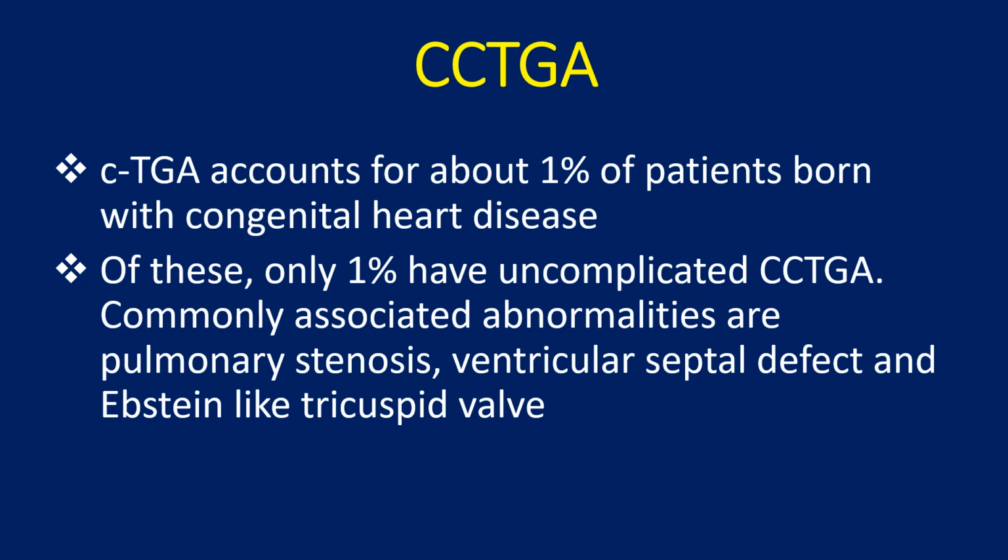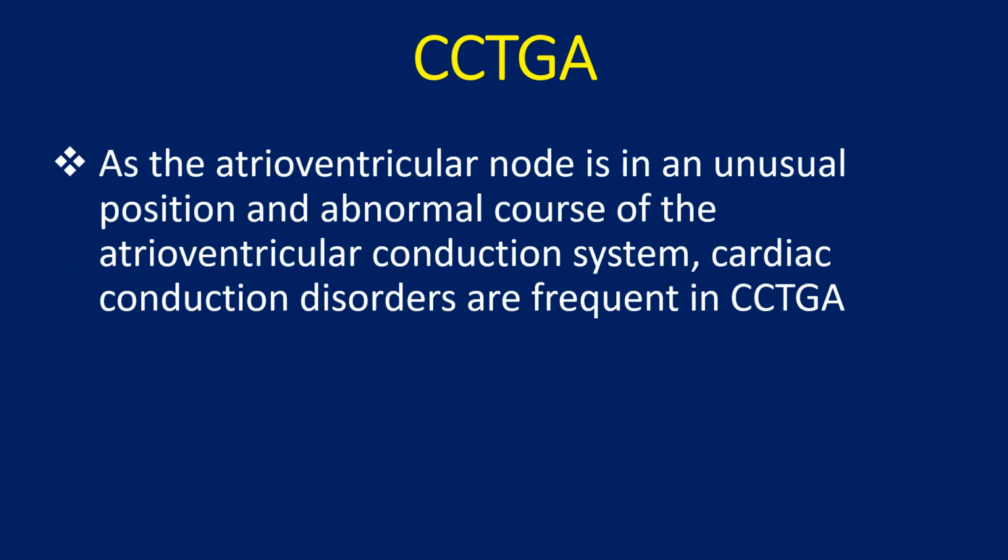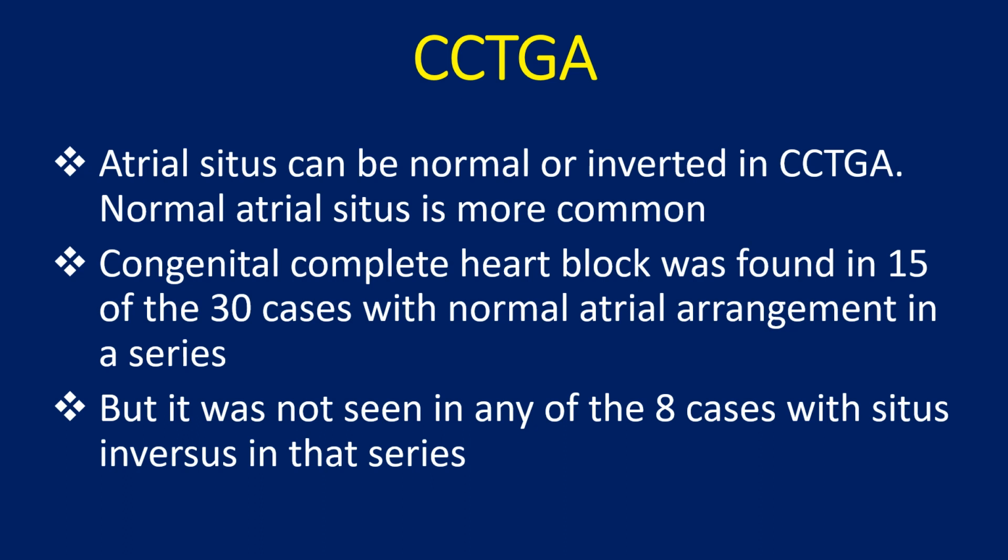CCTGA accounts for about 1% of patients born with congenital heart disease. Of these, only 1% have uncomplicated CCTGA. Commonly associated abnormalities are pulmonary stenosis, ventricular septal defect, and Epstein-like tricuspid valve. As the atrioventricular node is in an unusual position and there is an abnormal course of the conduction system, cardiac conduction disorders are frequent in CCTGA. Atrial situs can be normal or inverted in CCTGA. Normal atrial situs is more common.